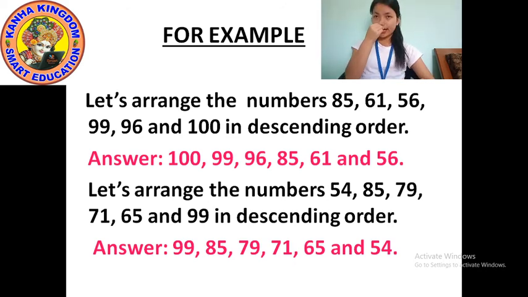After 96 which number is the biggest one? How many numbers are remaining? 85, 61 and 56. From these 3, 85 is the biggest number, right? So after 96 the fourth biggest number is 85. After 85, how many numbers are remaining? Only 2, that is 61 and 56. While comparing 61 with 56, we find that obviously 61 is greater. So the fifth biggest number is 61 and the smallest one is 56.